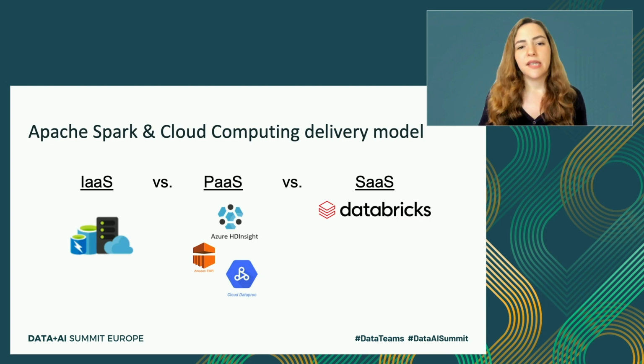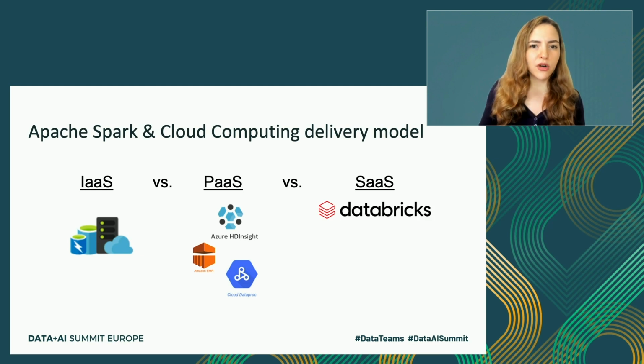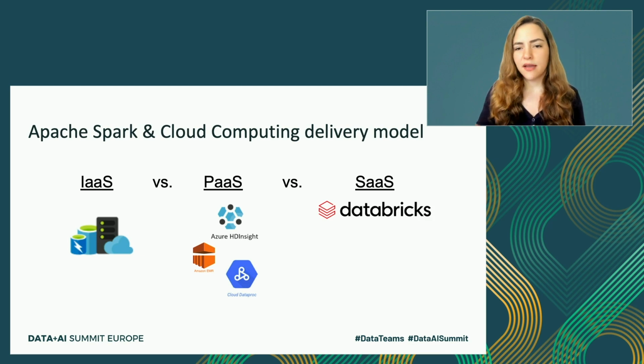And then there is the SaaS, the software as a service. This is what Databricks gives us. It gives us a unified platform to run or manage the Apache Spark workloads together with more different workloads. And this is something we need to keep in mind when we think about what kind of Spark exactly do I work with when I work with the cloud. And again, it depends on the level and the delivery model that we decide to work with.